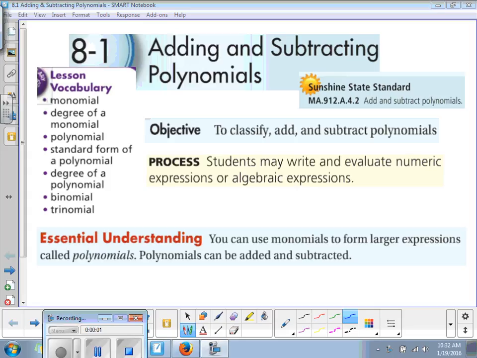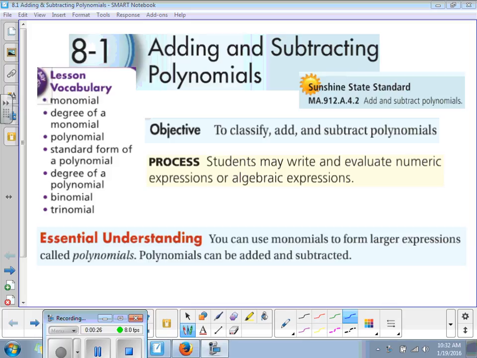We're doing section 8.1, adding and subtracting polynomials. And today you're going to classify, add, and subtract polynomials. Okay? You can use monomials to form larger expressions called polynomials. Polynomials can be added and subtracted.